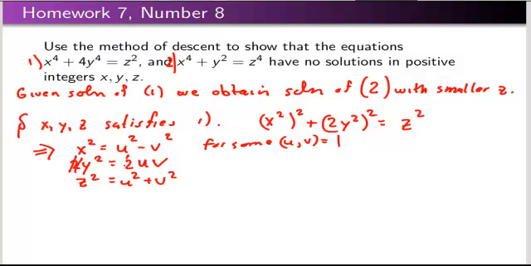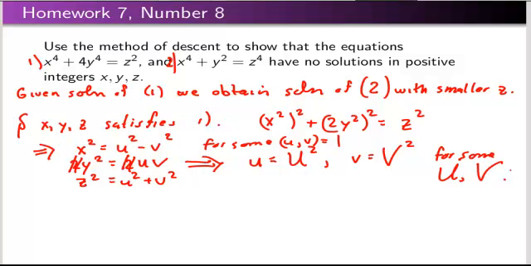So this cancels out here. And then since u and v are relatively prime, this equation is going to tell us that u is a perfect square and that v is a perfect square. Okay, and then once you know that those are perfect squares, how do we get a solution to 2? So one of these equations is going to give us a solution to 2. So you figure that out.